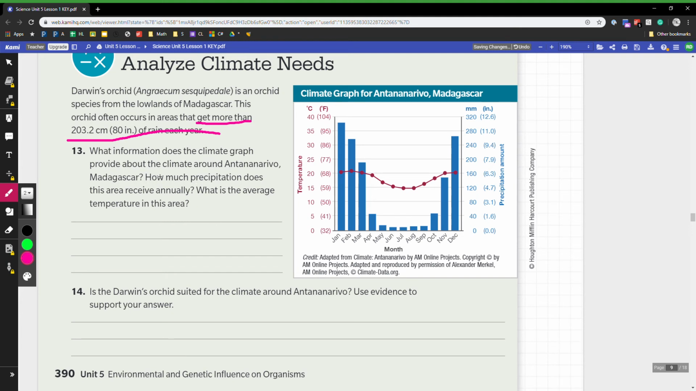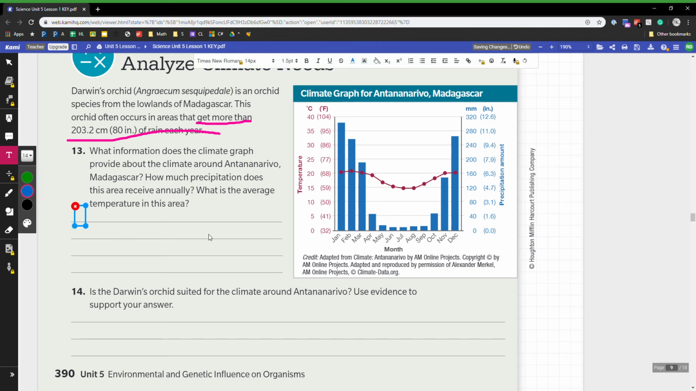So what information does this climate graph provide? How much precipitation does it receive annually? What is the average temperature in the area? Okay, so the average, I'm not going to solve this math problem right here because I did it, but I can tell you how to do it.